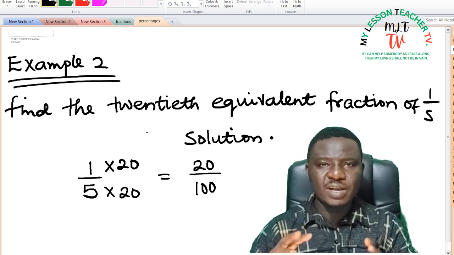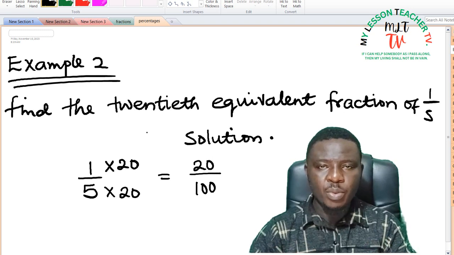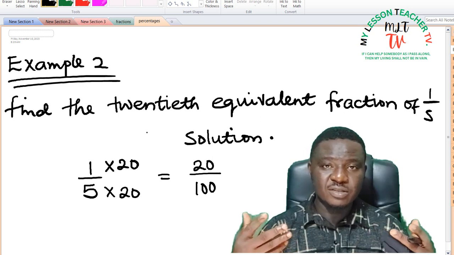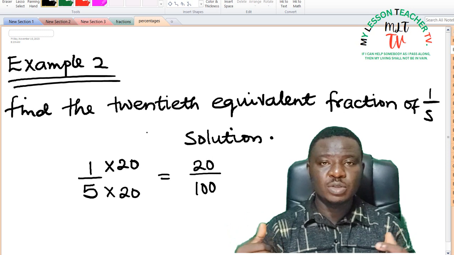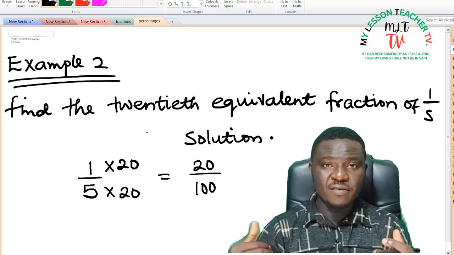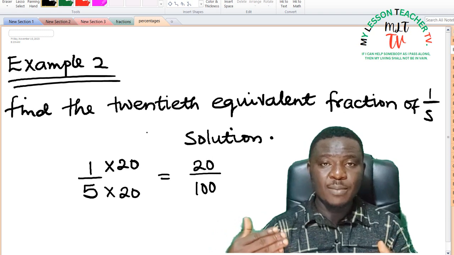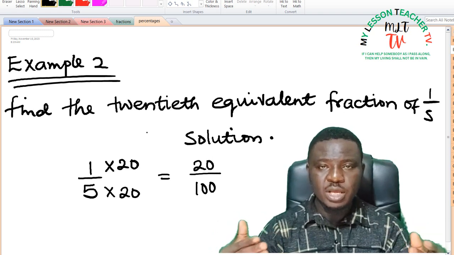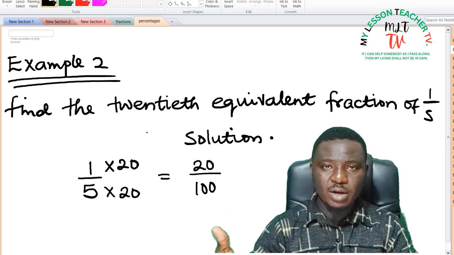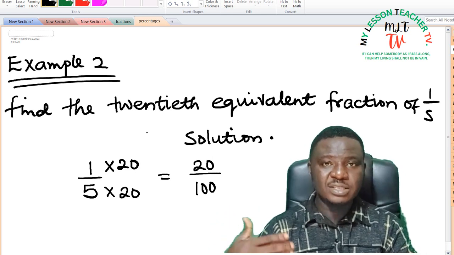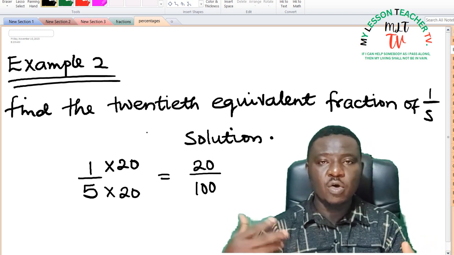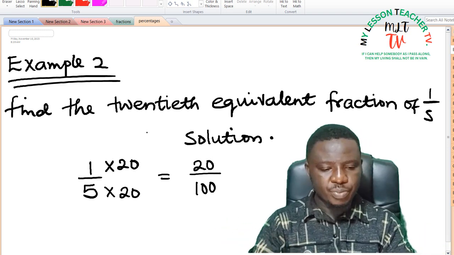So when you are asked to find the equivalent fraction of a given fraction, all you need to do is, if it's the second equivalent fraction, you multiply both the numerator and denominator by 2. If it's the third equivalent fraction, you multiply that fraction by 3. If it's the fourth, you multiply by 4. If it's the 100th, you multiply by 100.